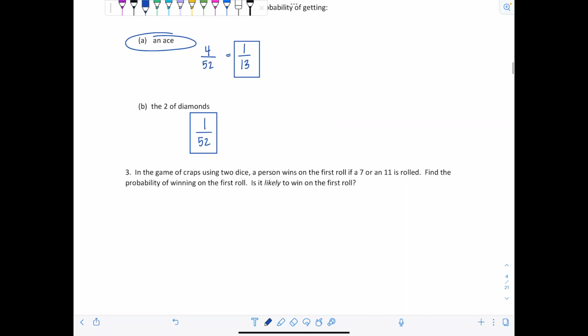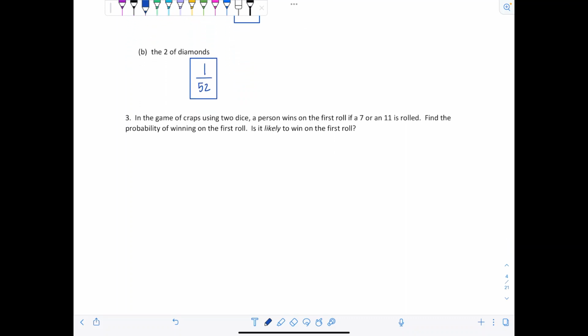Okay, let's look at a different example. In the game of craps using 2 dice, a person wins on the first roll if a 7 or an 11 is rolled. Find the probability of winning on the first roll, and then is it likely to win on the first roll? We'll talk about that. So the game of craps uses 2 dice, and we looked earlier at the size of the sample space. When you roll 2 dice, do you remember how many outcomes there were? There's 36 total outcomes. And the way to win is if you get a 7 or an 11.